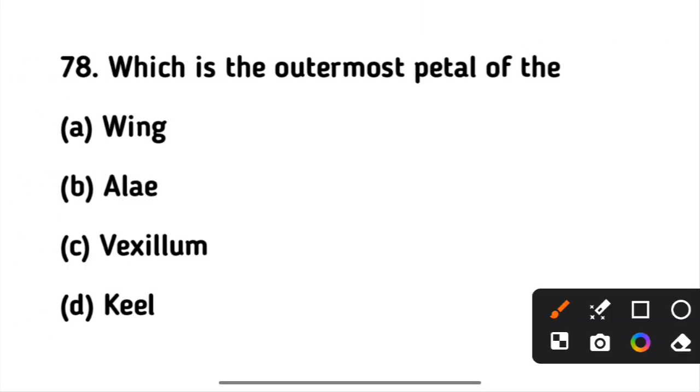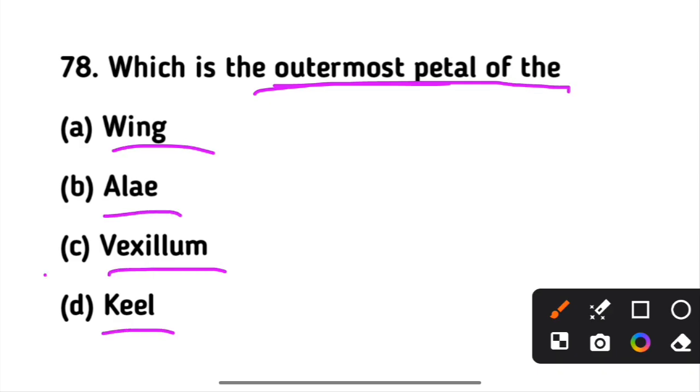Next question. Which is the outermost petal of a pea flower: wing, lamina, vexillum, keel? Option C is correct, vexillum. The outermost petal is the vexillum.